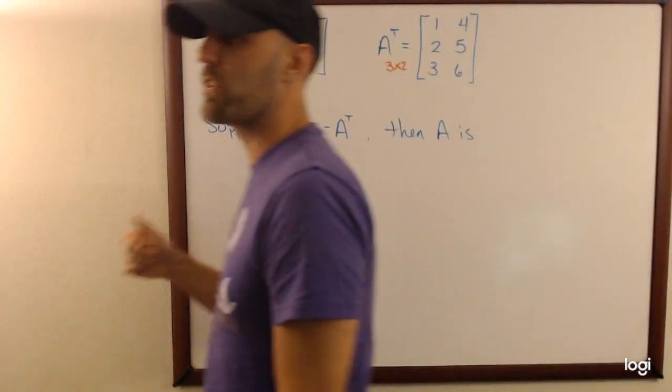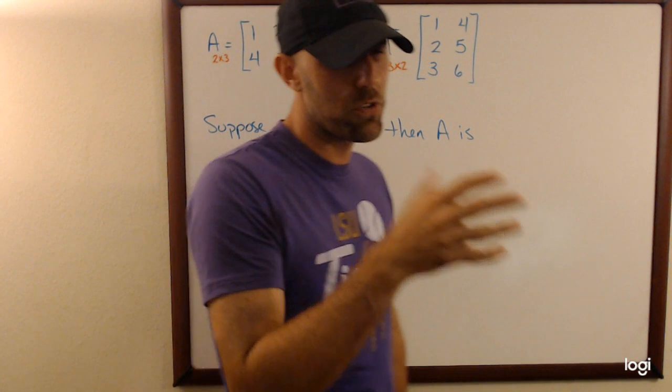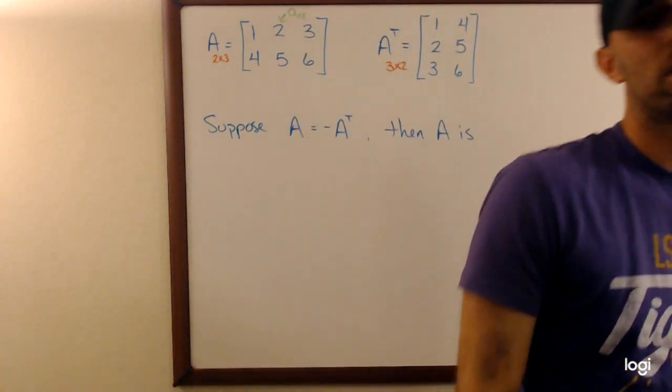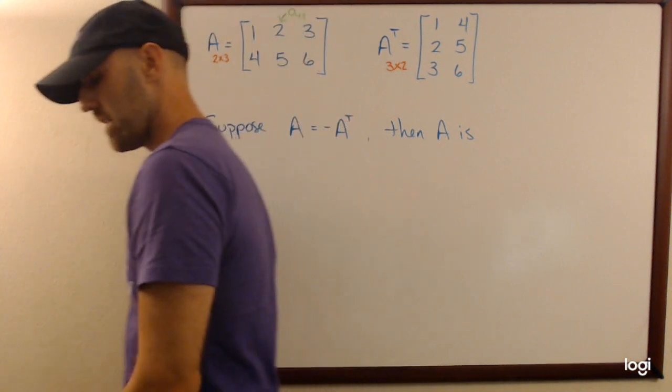I want you to pause the video and see if you can come up with a 3 by 3 skew symmetric matrix. This is harder, a good bit harder than the other one, unless you think about it real well. Go ahead and do that now.